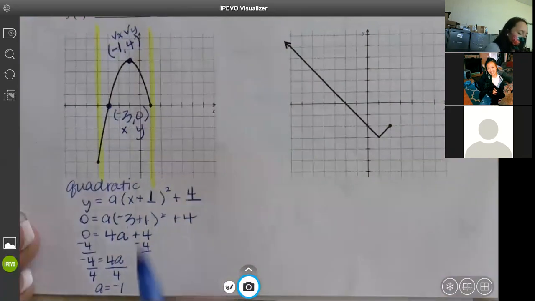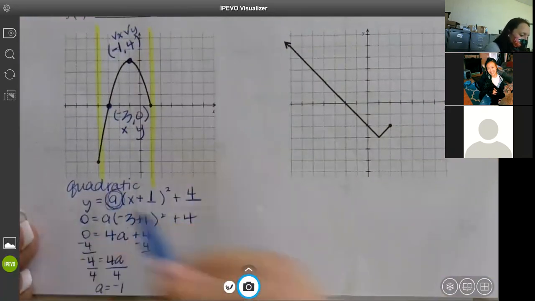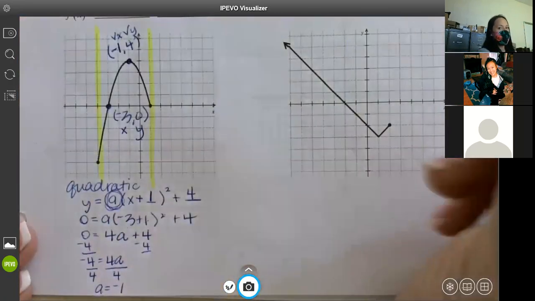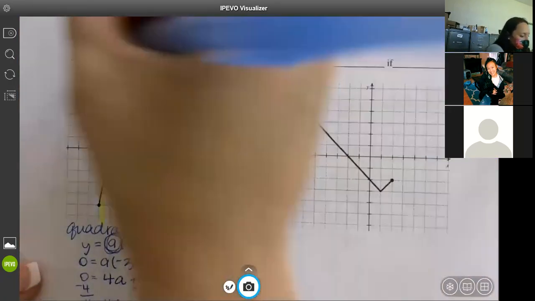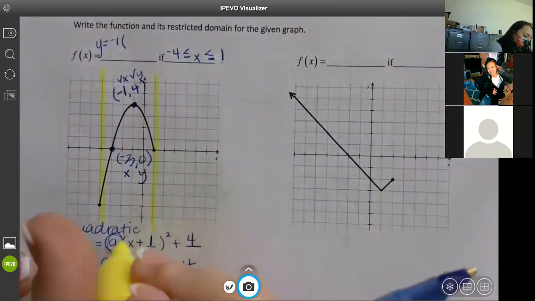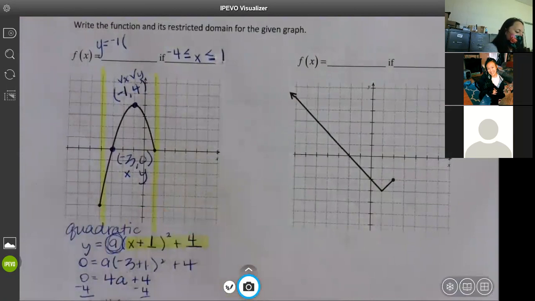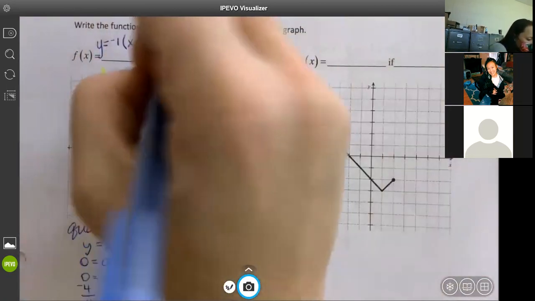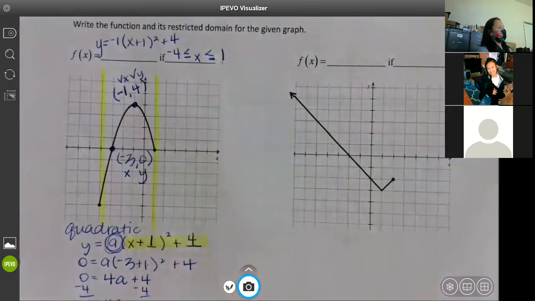You just take that -1 and put it where this A is. So our function is Y equals, what was our A? -1. And then rewrite the rest of what you started with right here: (X plus 1) squared plus 4. That's your function.